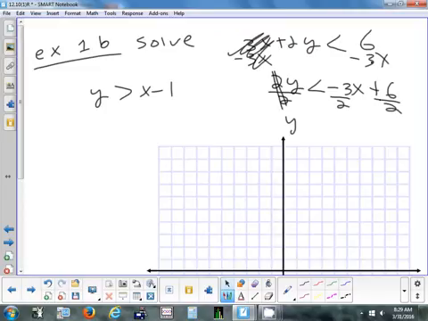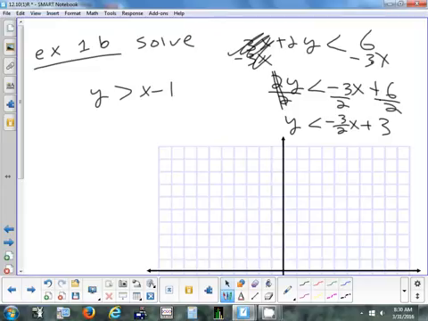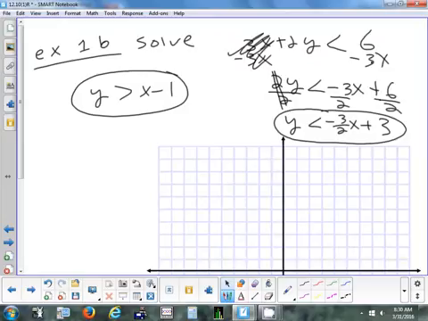Now I'll rewrite it. Y is less than, does 2 divide into 3? No. Nope, so just leave it. Negative 3 over 2x. Does 2 divide into 6? Yep, and that gives you 3. Okay, so we're going to graph this, and we're going to graph that. Now it's just the same as the last one. Any questions on getting y by itself? Okay, hopefully we don't think this is as bad as word problems. What do we think? Not as bad? Okay, that's a little better.